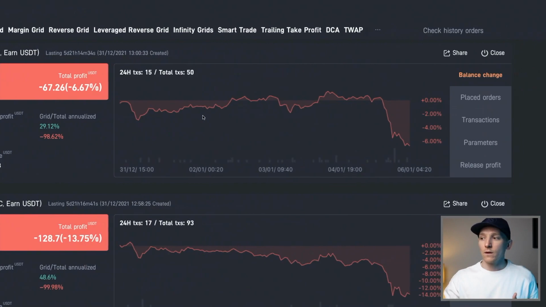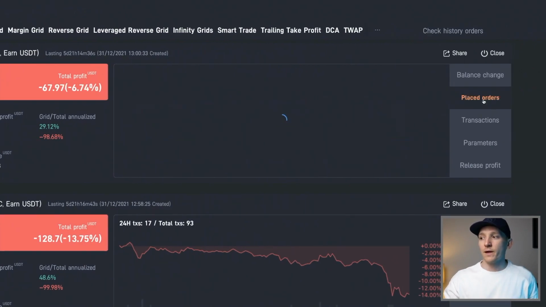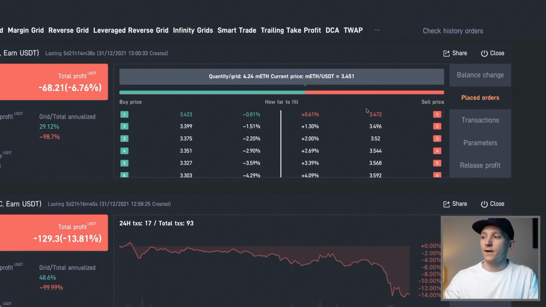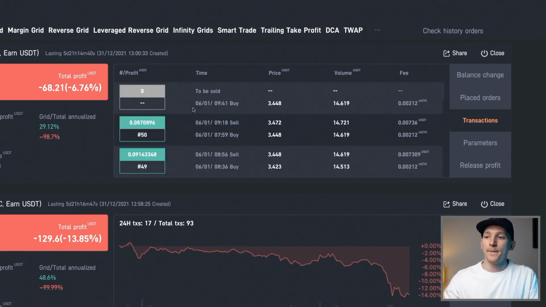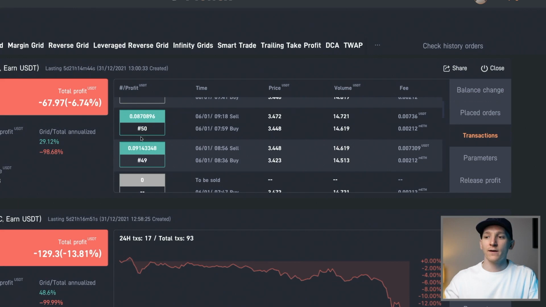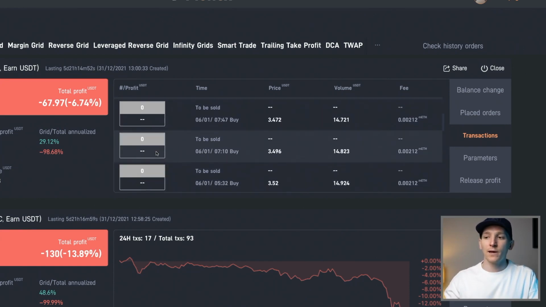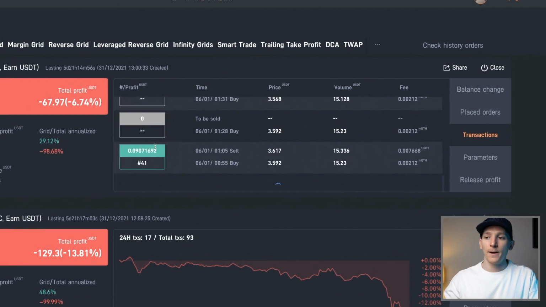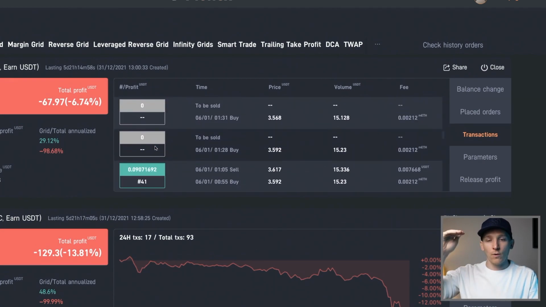Now, you can see the placed orders right here. What we'll see is, I think, transactions. You can see there's a few to be completed, right? This grid has been completed. I bought at 3.44 and I sold at 3.47. So that's a grid that's traded. But you can see there's going to be a lot of grids that haven't been completed yet, because they are buys on the way down that haven't been traded out on the way up.